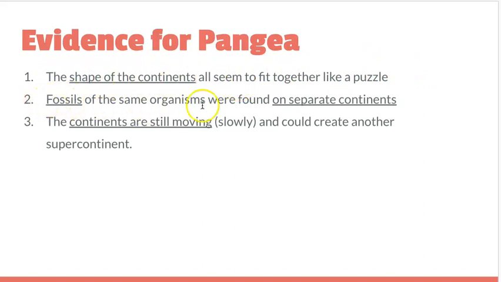2, we see fossils of the same organisms that are found on separate continents. For example, we see fossils and evidence of marsupials in Brazil and in the Amazon forest. That's pretty crazy, because the only other place that we see marsupial fossils, and that we actually see current day animals that are marsupials, like kangaroos, wallabies, and koala bears, is on the continent of Australia. So Australia and South America are really far apart from each other, like a vast ocean distance apart.